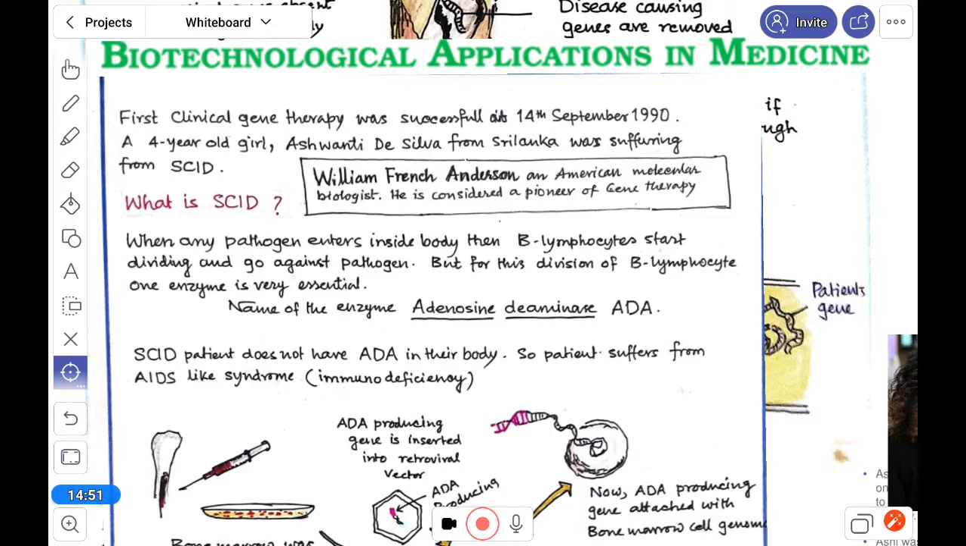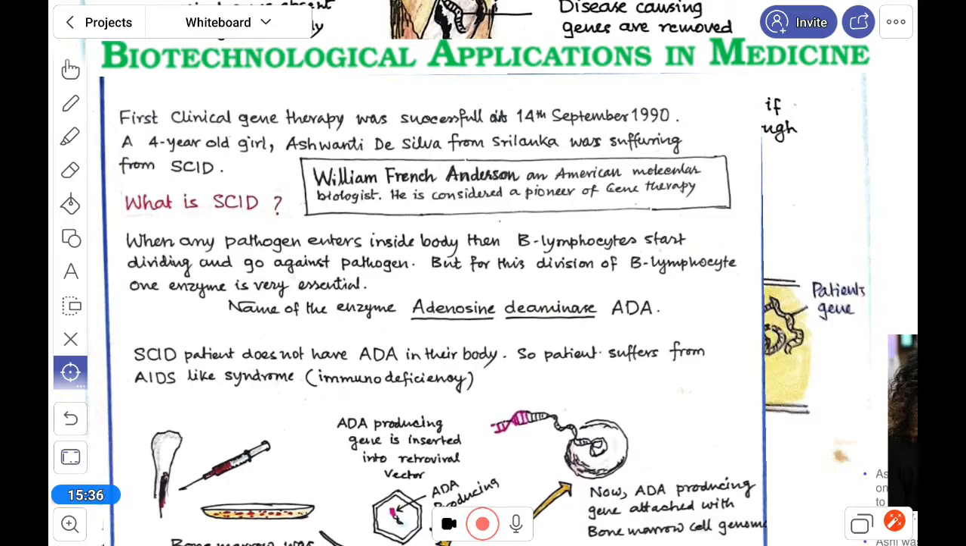SCID is the disease when this enzyme is absent. It means that when a pathogen enters, then B lymphocytes cannot divide. So for the multiplication of the B lymphocyte, adenosine deaminase, ADA, is required. ADA is an enzyme, and an enzyme comes from a certain gene, the ADA gene. So the ADA gene is lacking in SCID patients. So what do we have to do? We can supply the ADA gene to that body, so the patient can recover.